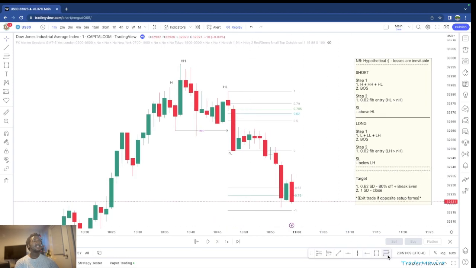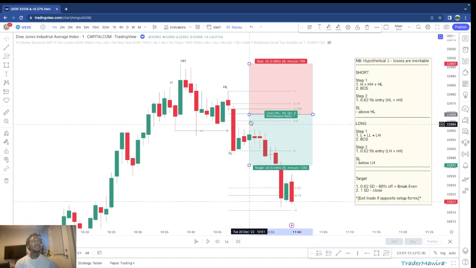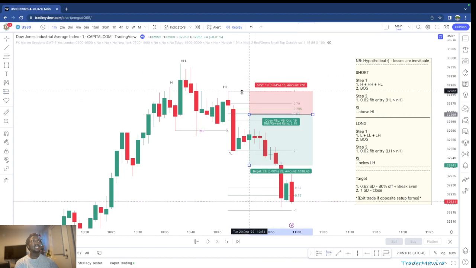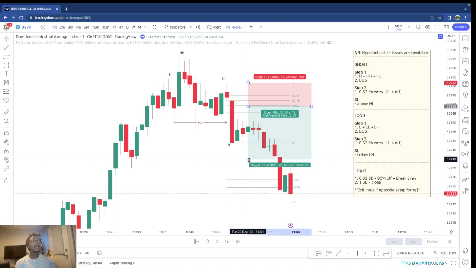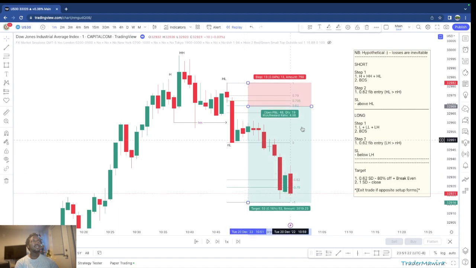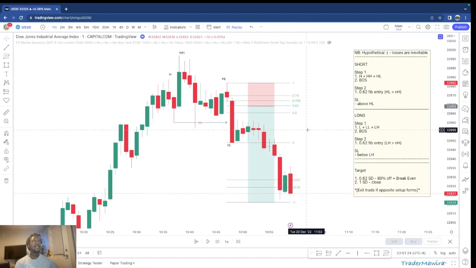And then this is how we would set up our trade. We just wait for the market to come back to 0.6, and then we have it on the higher low right there, and that's our first target, 80% off, and then we kill our trade. We close our trades right there.